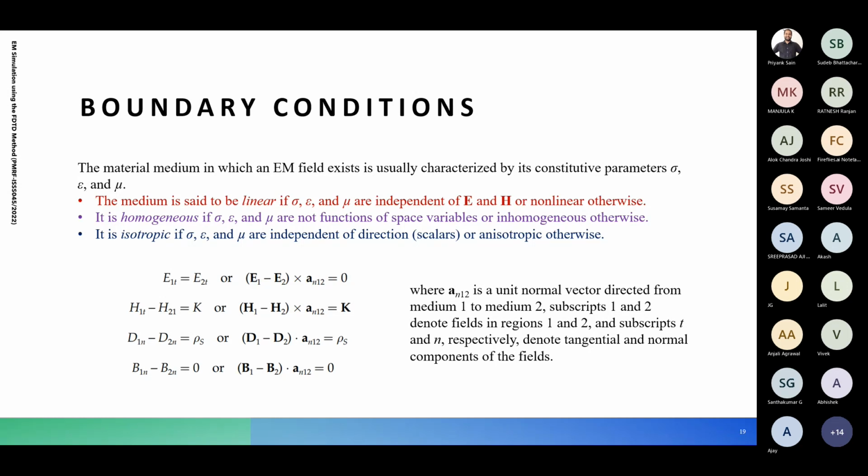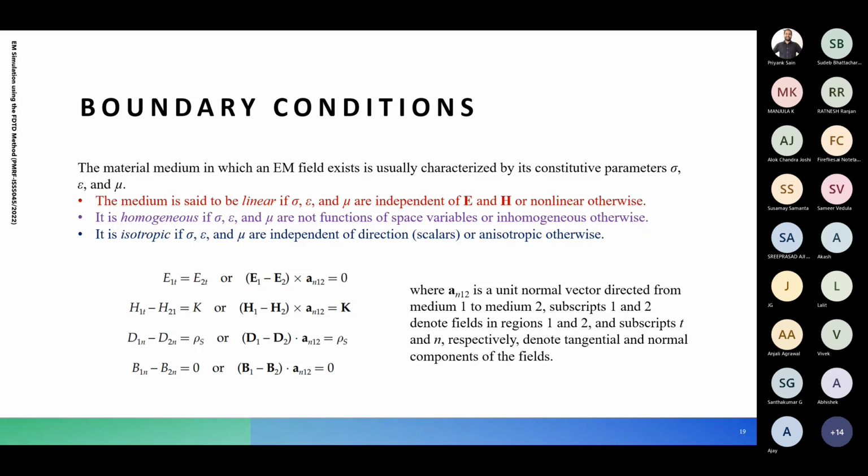Similarly, the tangential magnetic field in medium 1 is related to the tangential magnetic field in region 2 by the second expression, which is equal to K. So K is the current flowing on this particular boundary.